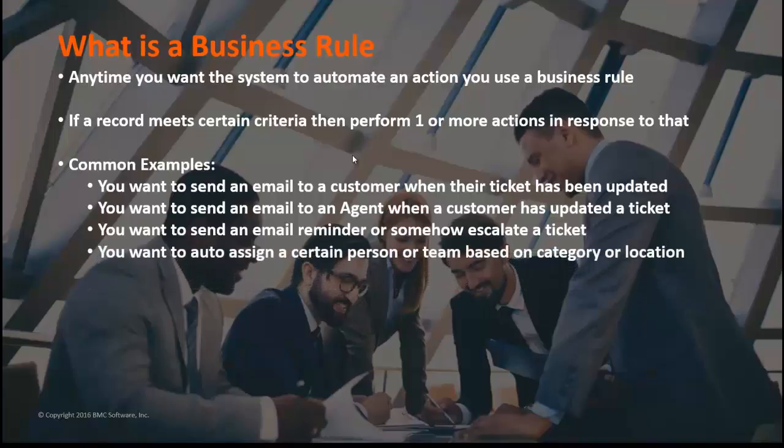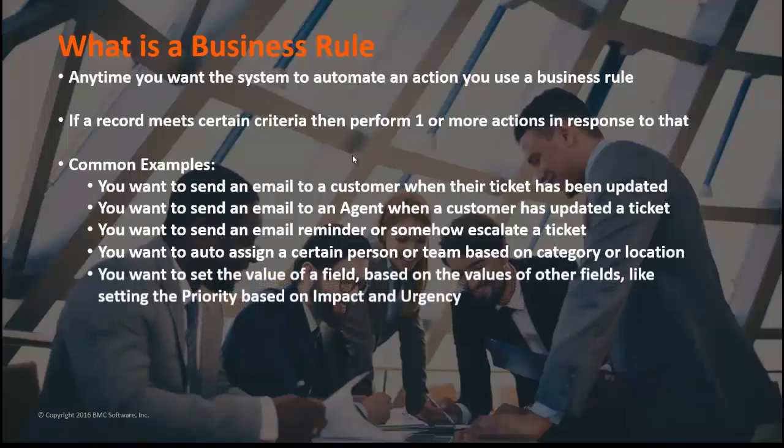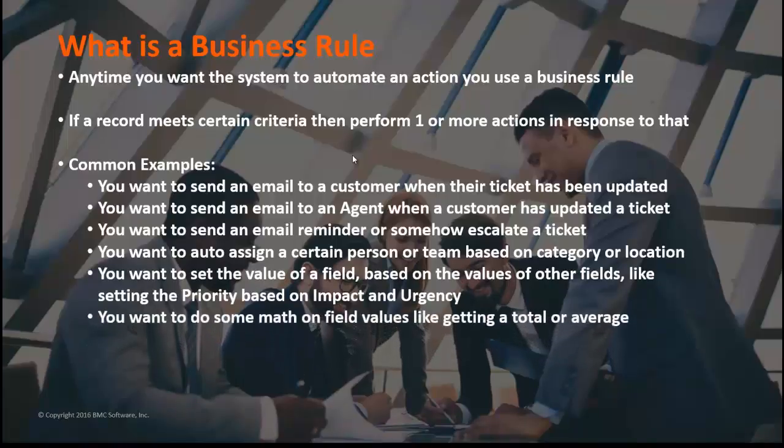Maybe you want to auto-assign to a certain person or group based on a category or a location. So if it's hardware, assign the hardware team. If it came from the London office, assign the London team, etc. You might want to just set field values based on other field values. So a common example of that is you might want to set the priority based on the impact and the urgency. You might want to do some math, so getting totals and averages. If you have some numbers and fields, you can do that.